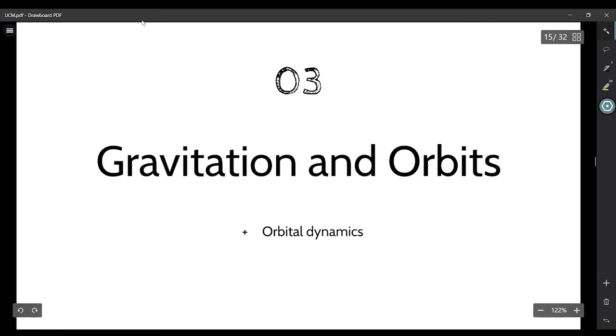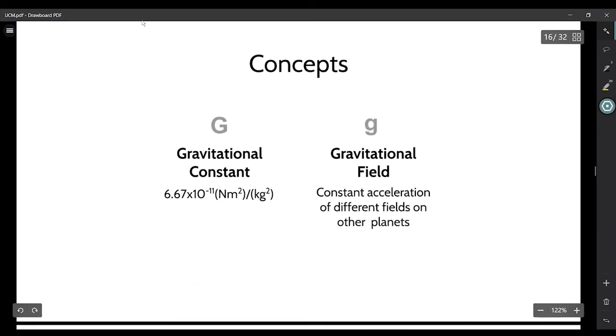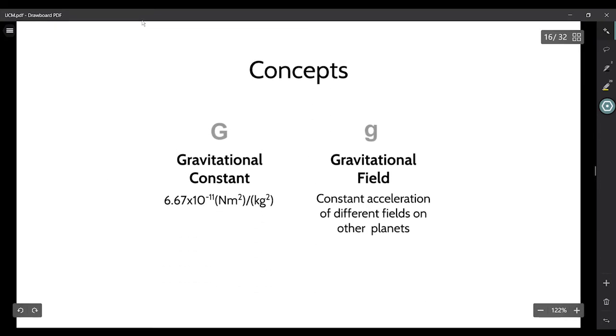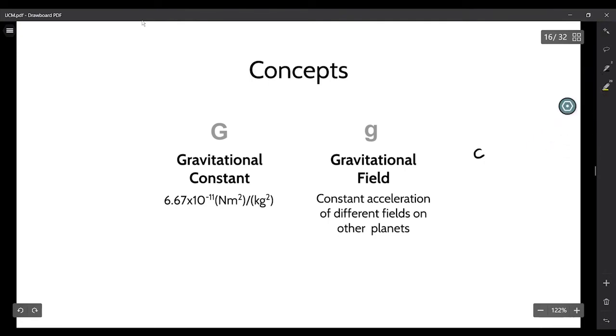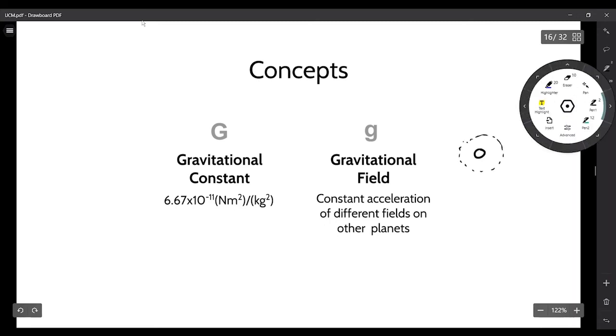Moving on to gravitation and orbits. A little bit of orbital dynamics here as well. These are the main concepts you'll need to know. The gravitational constant, which I did state above before, and the gravitational field, not a number, but a concept. As we know, Earth has a gravitational field. This is Earth. And let's say perhaps everything within this range is susceptible to gravity. That would be the gravitational field.